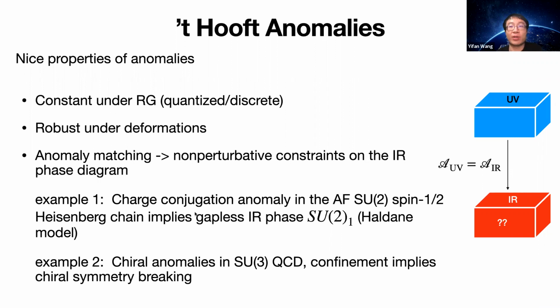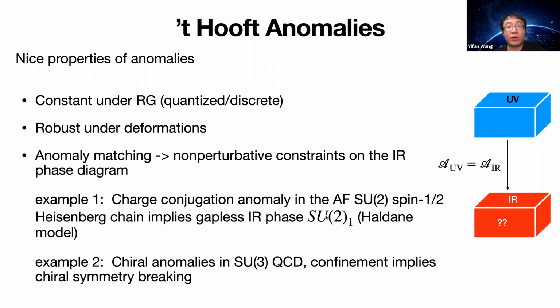One particular example is the antiferromagnetic SU(2) spin-1/2 Heisenberg chain. In that case, there's a charge conjugation symmetry that comes from a Z2 translation on the one-dimensional lattice. The anomaly of that charge conjugation symmetry implies the IR phase of this spin chain has to be gapless. It really depends on the fact that this is a spin-1/2 chain versus an integer spin chain. And with some more work, you can actually prove that the IR phase has to be described by some SU(2) level 1 WZW model. Okay.